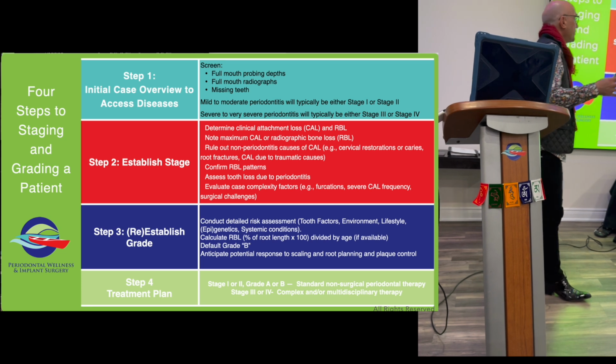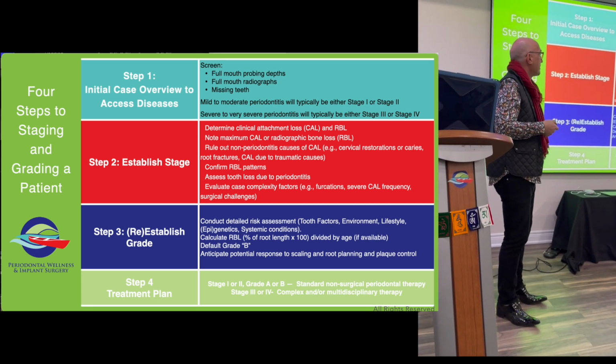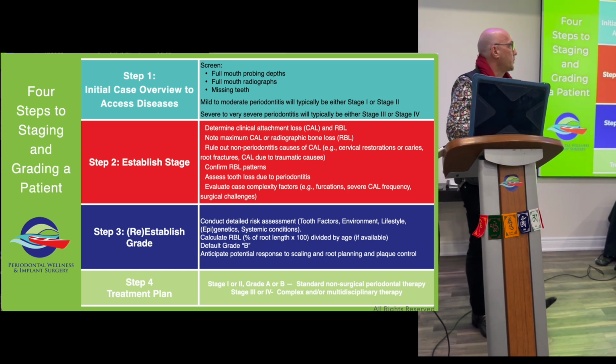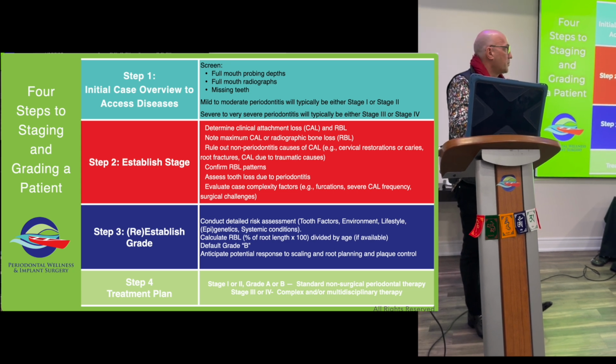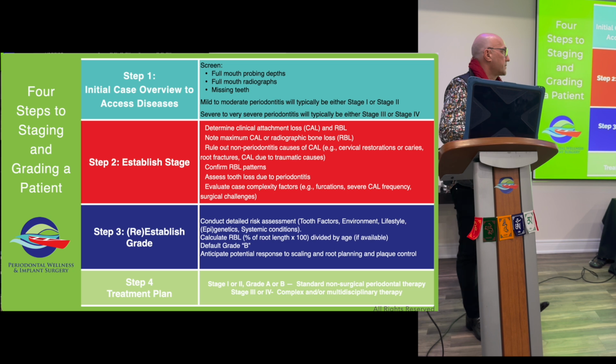Are they missing because of trauma, or are they missing because of past periodontal disease? And what was formerly mild or moderate perio is typically going to be stage 1 or 2, and the severe to very severe is going to be stage 3 or 4. So we know that. So you're going to initially overview to assess the disease. Then what you're going to do is determine the clinical attachment loss and the radiographic bone loss.